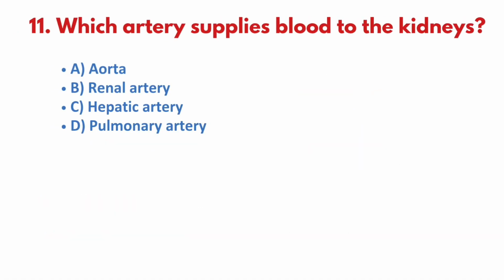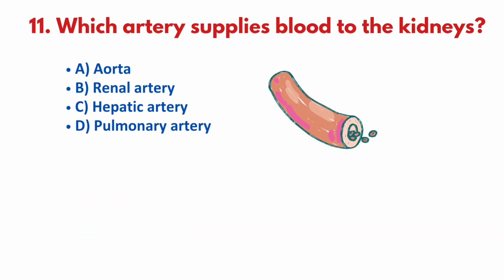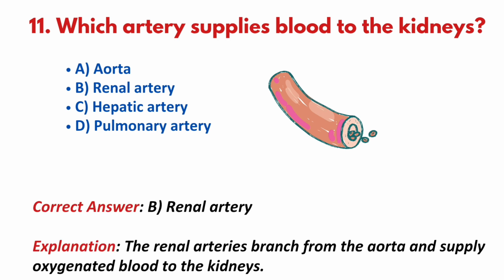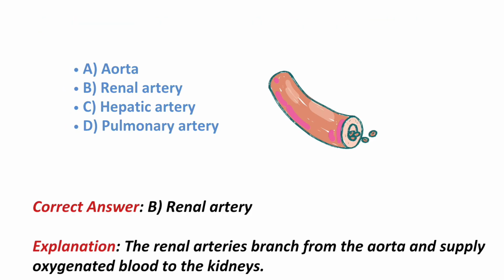Next question. Which artery supplies the blood to the kidneys? Options are aorta, renal artery, hepatic artery, and pulmonary artery. And the correct answer is option B, renal artery. Renal arteries branch from the aorta and supply the oxygenated blood to the kidneys. So the correct answer is option B.